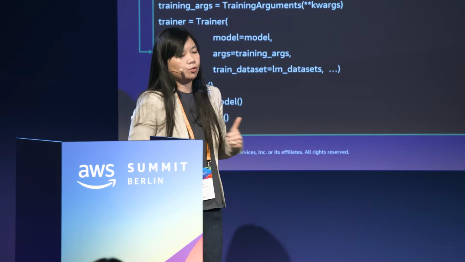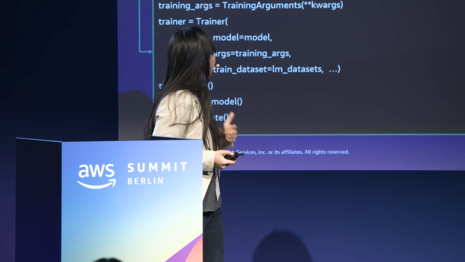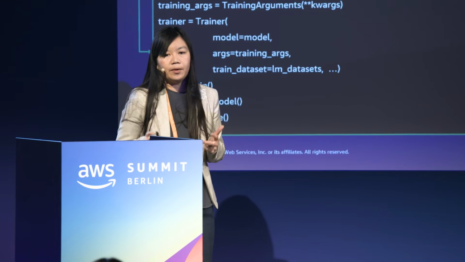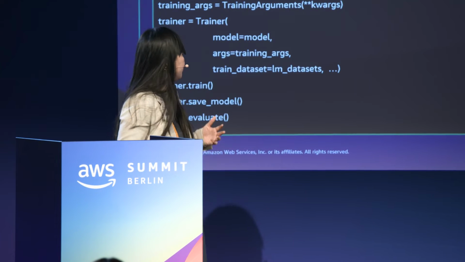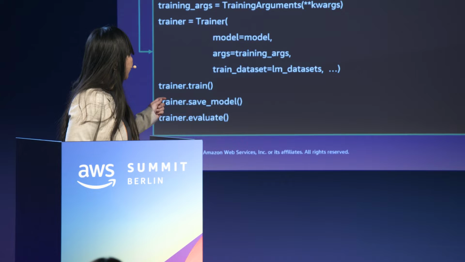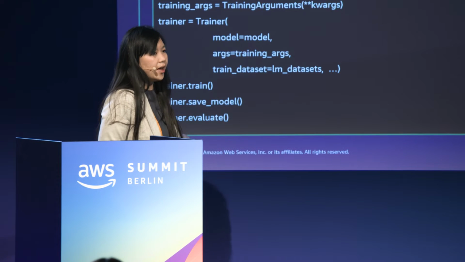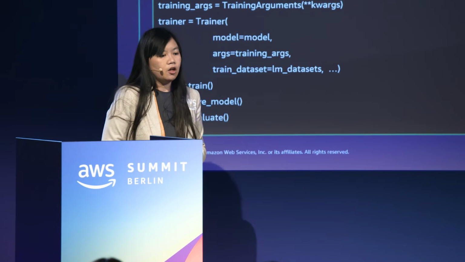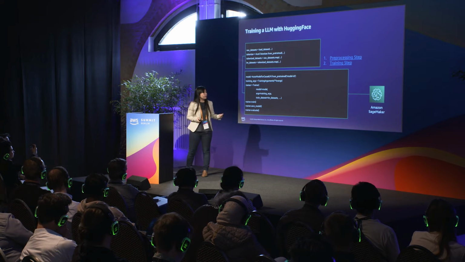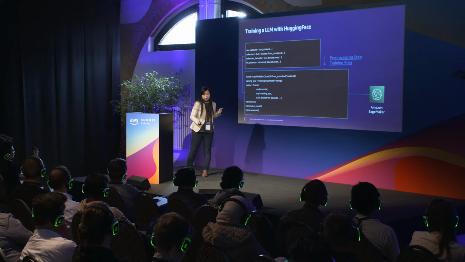Next, you specify what kind of training job you want to run: how many epochs, what the batch size is, and what types of machine you want to run it on. This is the place to set up the configuration and the parameters for your training job. After you start a training job, you will save the model, and you can also do the evaluation. So the whole life cycle to develop a large language model can be done on SageMaker.